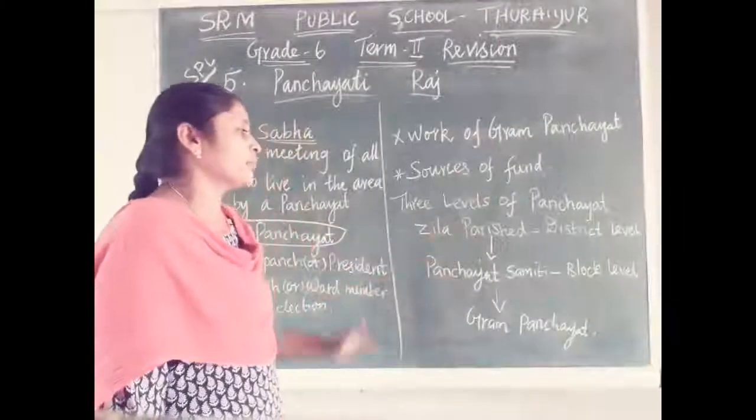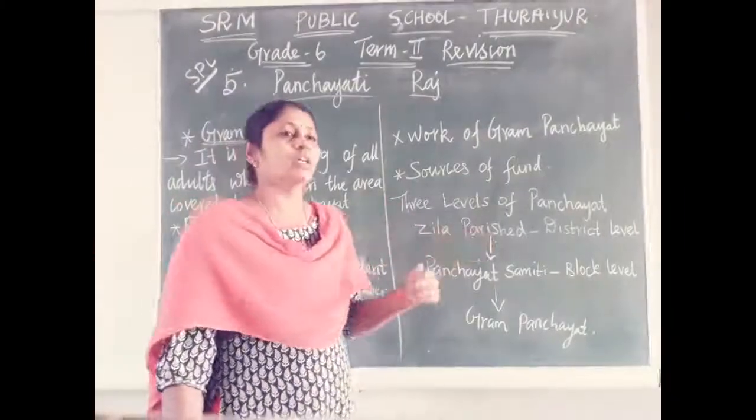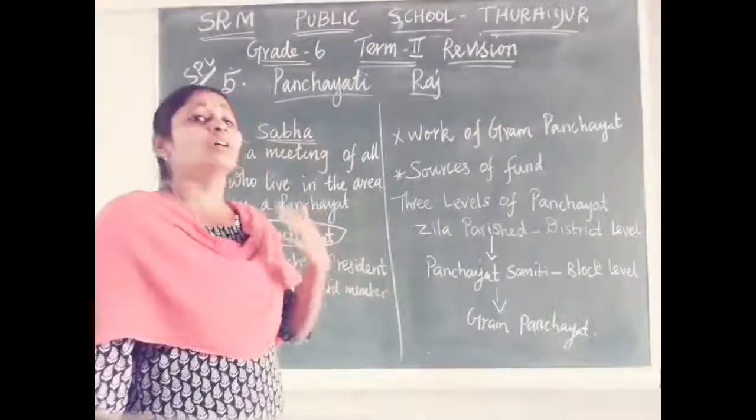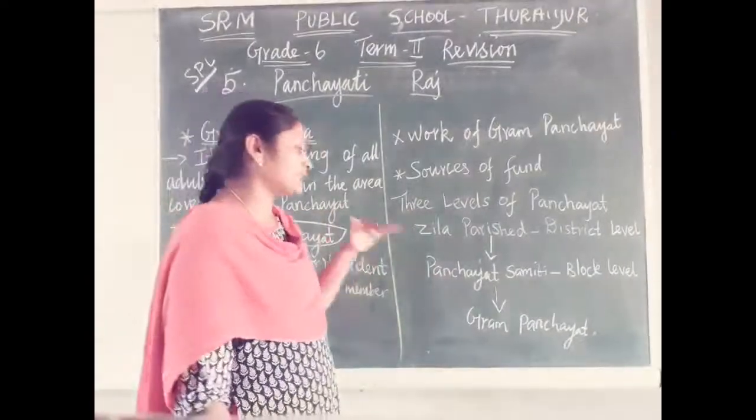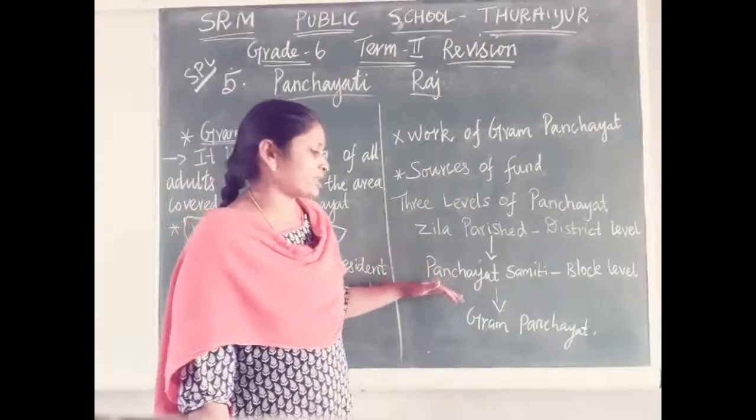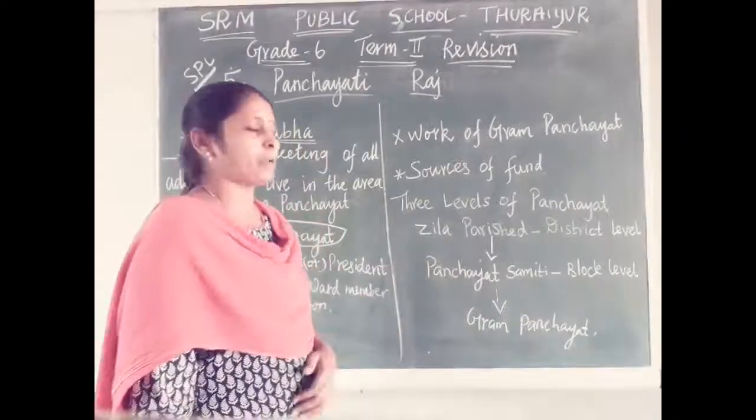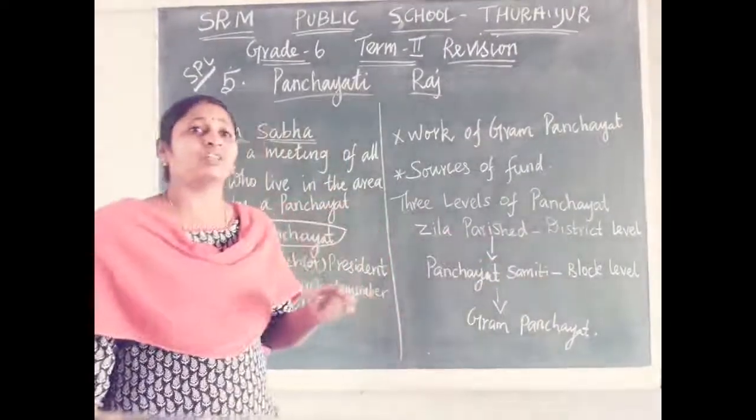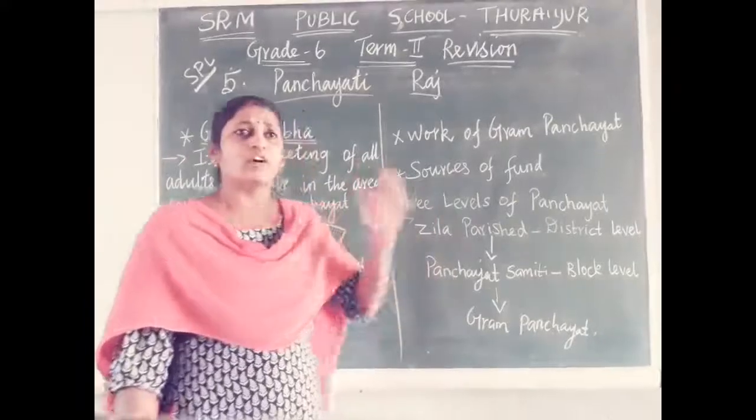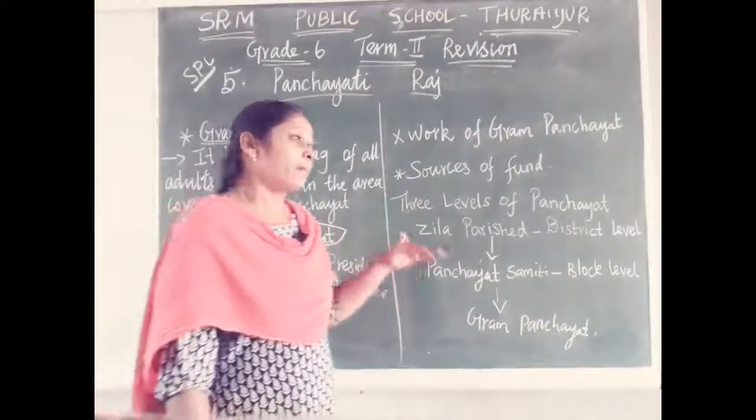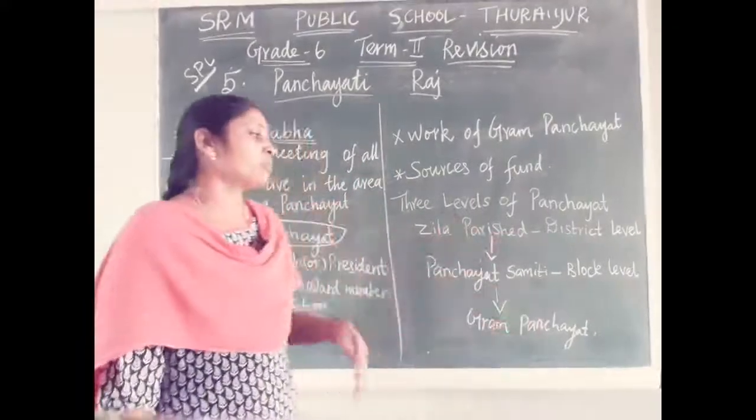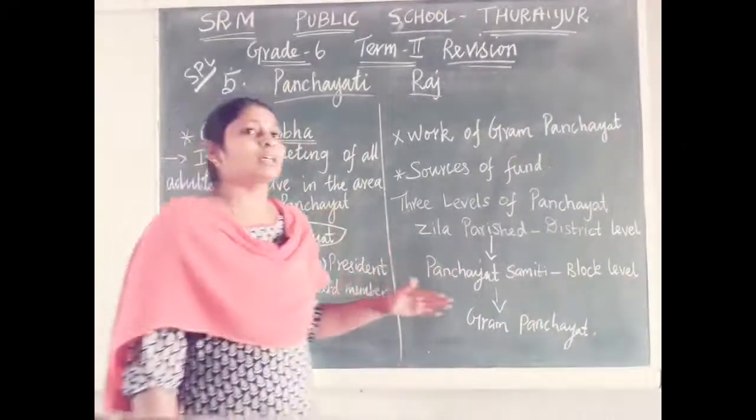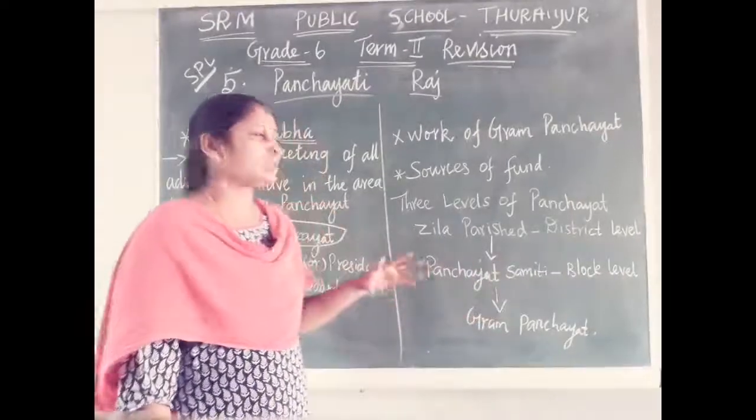Before getting to the funds, we have three levels of government. One is Zilla Parishad, another is Panchayat Samiti, and the last one is Gram Panchayat. Zilla Parishad is otherwise called district level government. Panchayat Samiti is also called block level government, and the third one is Gram Panchayat.